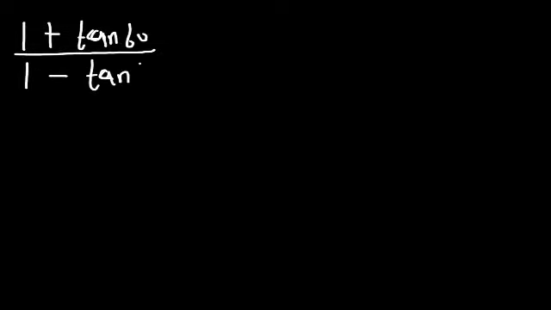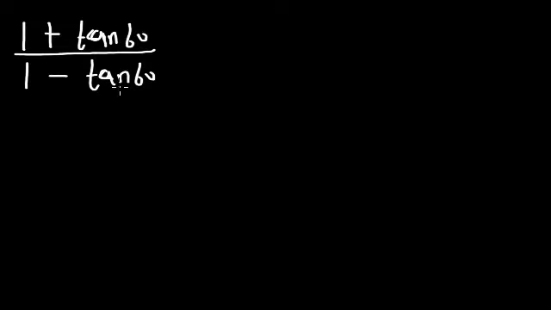Consider 1 plus tan 60 divided by 1 minus tan 60. How can we simplify this problem? So the first thing is that I recommend you check out the video where I showed how all those trigonometric ratios of special angles are proved out.